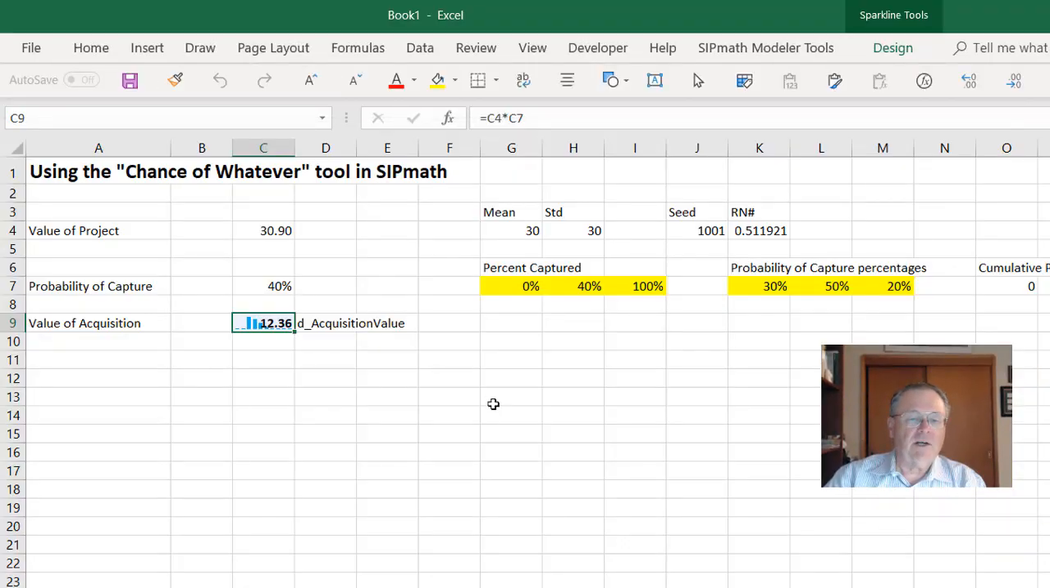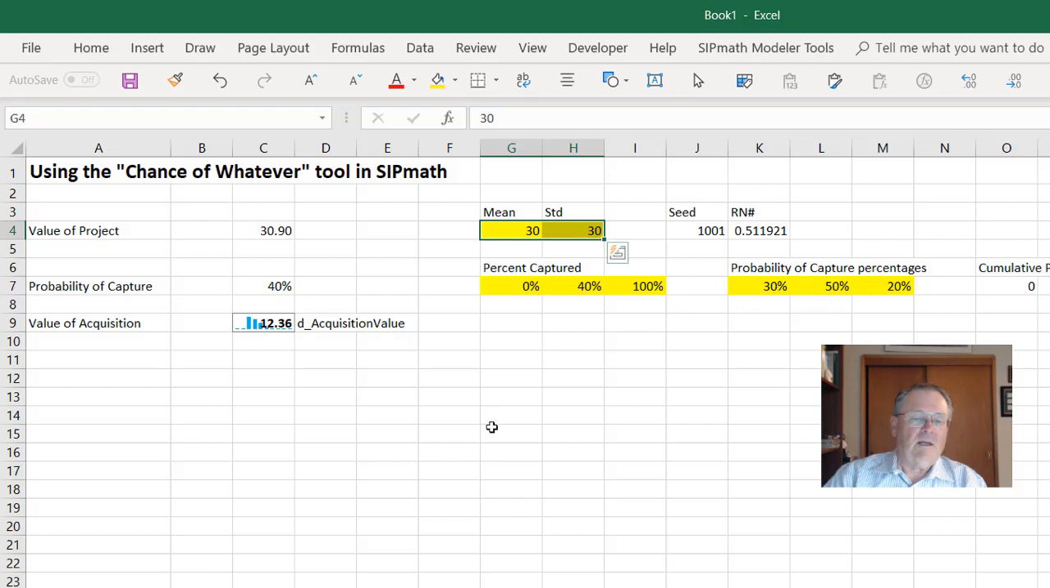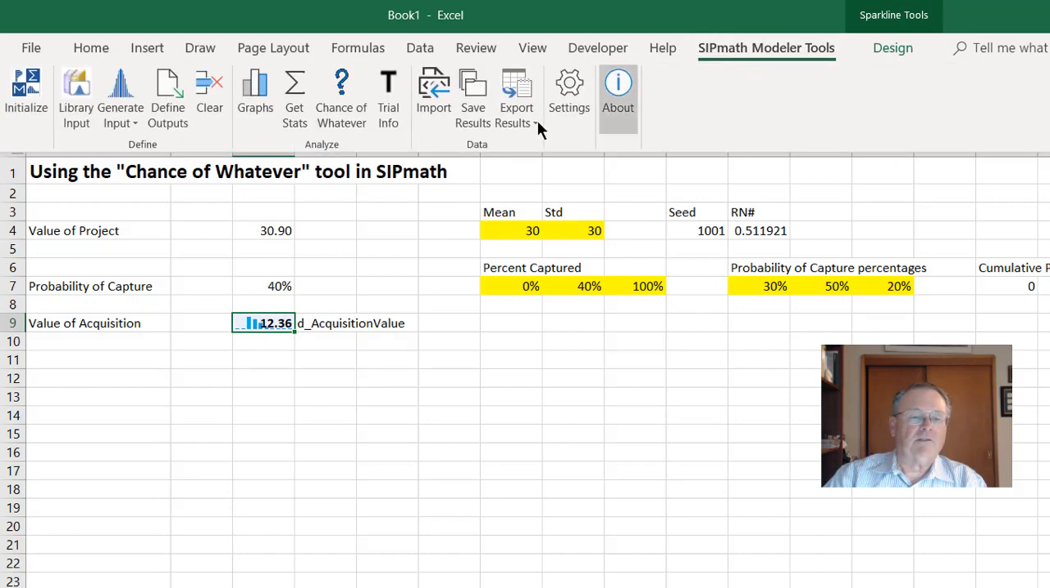I've got a little model here that I'll use to demonstrate it with. Basically, it has a value of a project with a mean value of $30 million and a standard deviation of 30. And there's a probability of capture I'm negotiating here. We're to assume that we could either capture none, 40% or 100% of this asset, and the probabilities of capture are given by 30, 50, and 20. So if I multiply the 100% value of the project times the probability of capture, I now get the acquisition value. So let me graph that to start with.